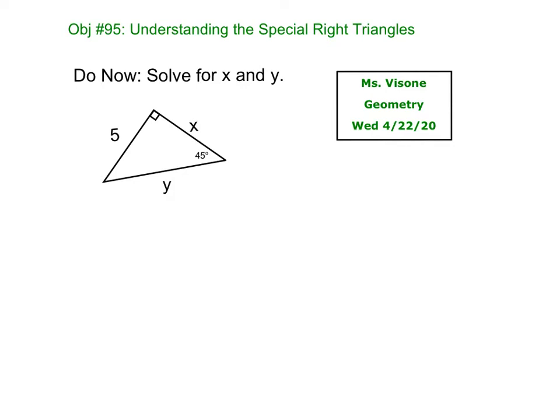So I want you to pause the video. This was from Monday's lesson. What do we get? So we have a 45-degree right triangle, so that means these are isosceles. So those are equal. So x is 5, and y is 5 root 2.